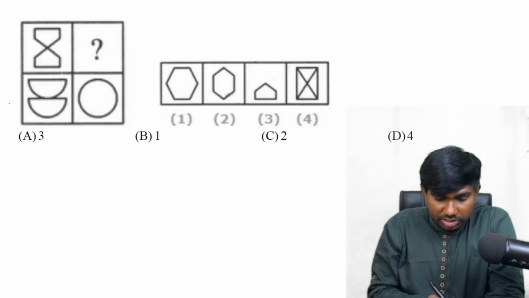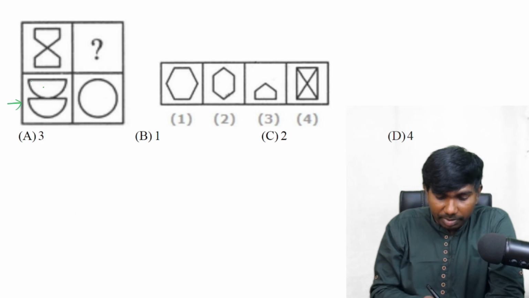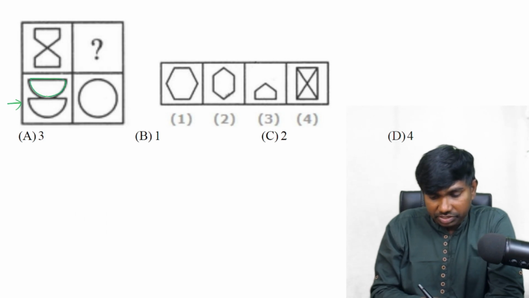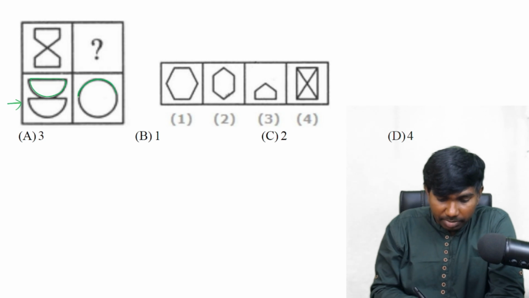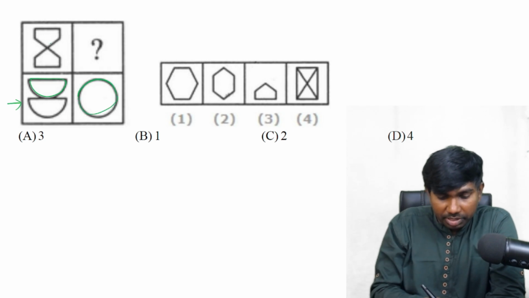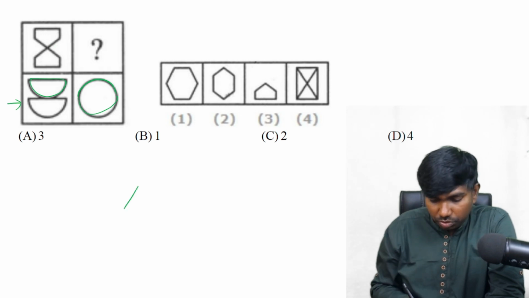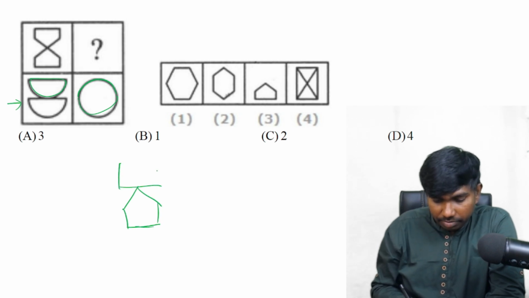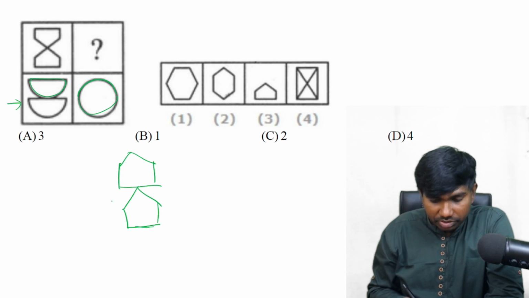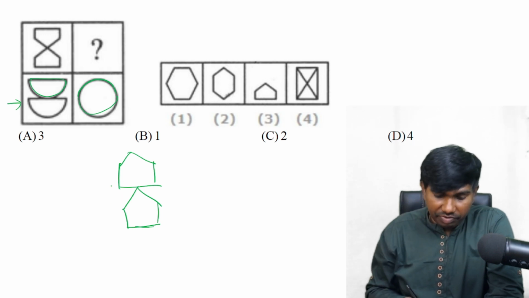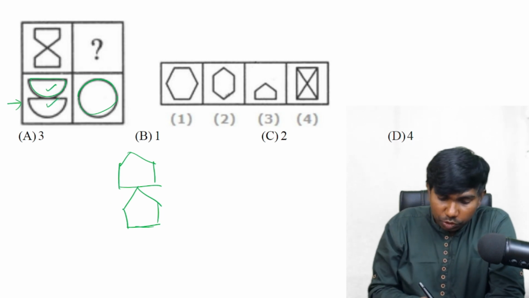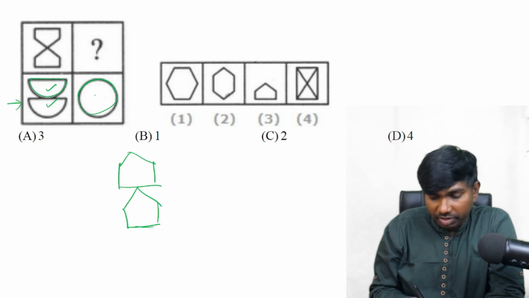Next one. See the bottom row. The upper part is separated and it is inverted and fixed with this one. So if you fix it, it will complete the circle. Similarly, the upper part is inverted and fixed here. So if you fix the upper part by inverting, you should get this figure, but this figure is not there in the options. So we can say the logic is like this: using these two parts, which figure can be formed? That will be our answer figure.